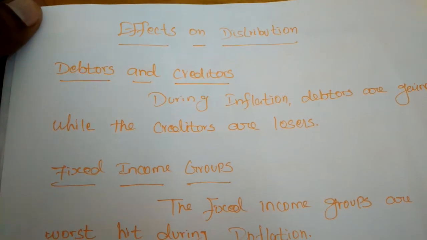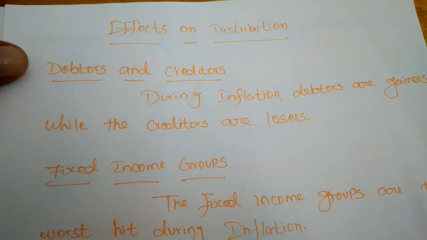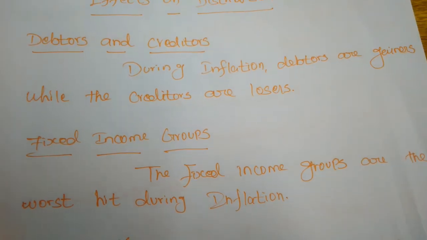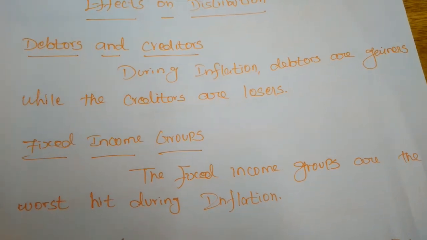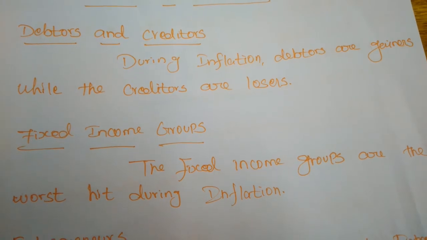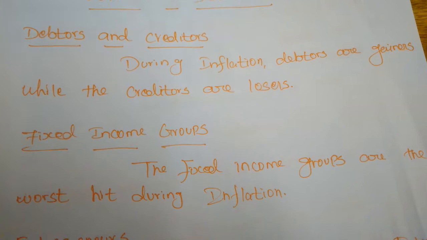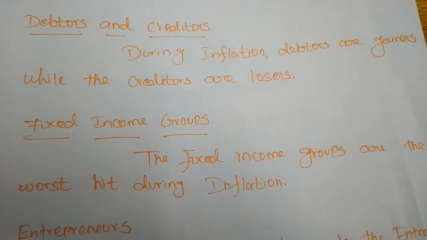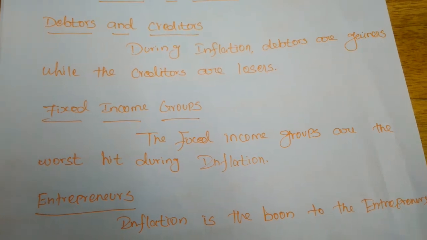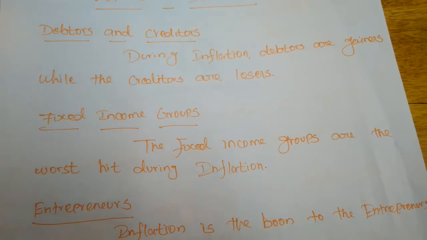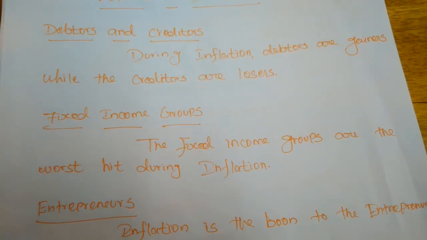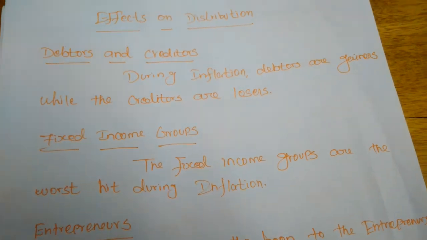Can you guess why the debtors are gainers while the creditors are losers? During inflation, debtors are gainers because debtors always borrow money at the normal price level, and they give the borrowed money back to the creditors in the inflation time. In inflation, the value of money decreases. If the debtors borrow some amount of money from the creditor in normal time and give back the same amount during inflation, the value of money has decreased, so the creditors get the same amount with a low value.